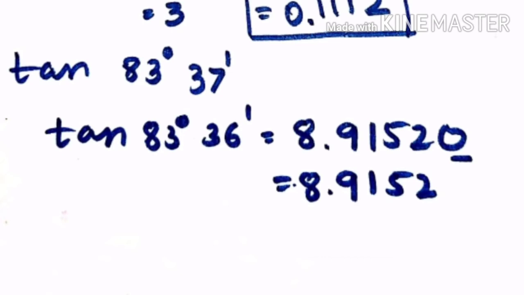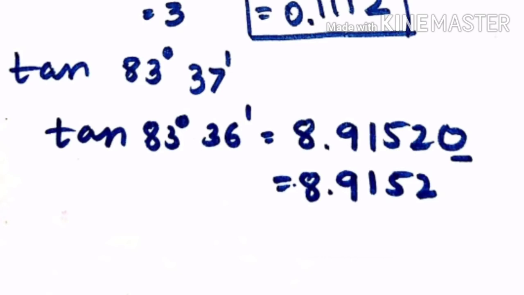So you see at the very first line after 83, 8 point is written. So in the line up to the 36 it is 8.91520. Now this 0 we will remove as it is less than 5. So rounding off is 8.9152. This is our approximate value of tan 83 degree 37 minute.